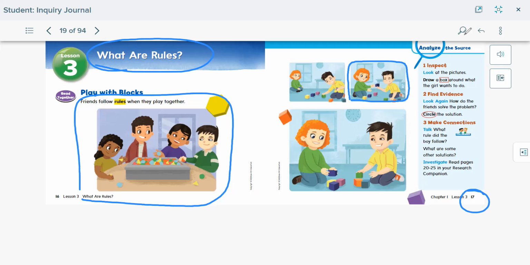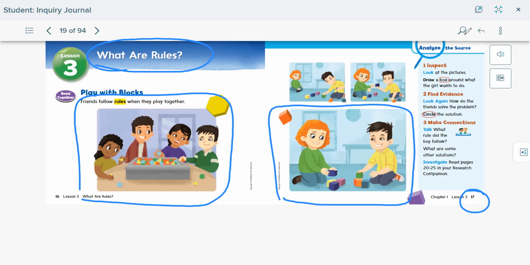What's happening here? Well, it still looks like she's not playing. It looks like the boy is either taking the blocks or he's not playing with her. So we're not going to put a square or a box around that picture either. All right, let's look at this picture here. What does it look like? It looks like both of the kids are playing together. So they are both following rules. They are sharing and they're playing together.